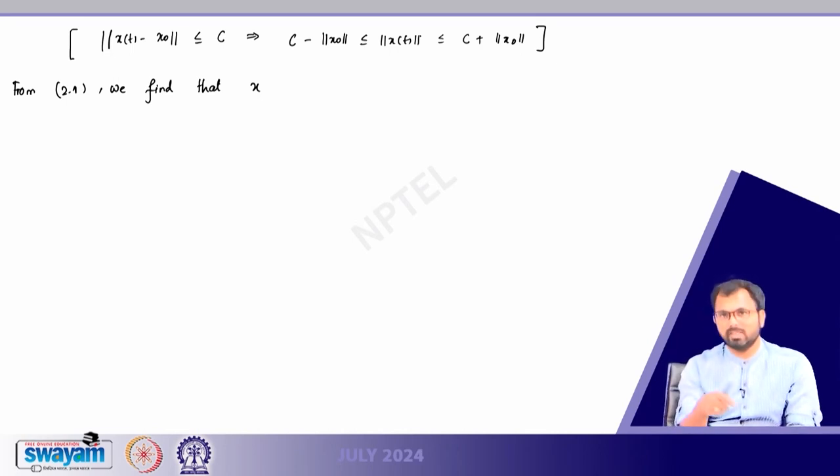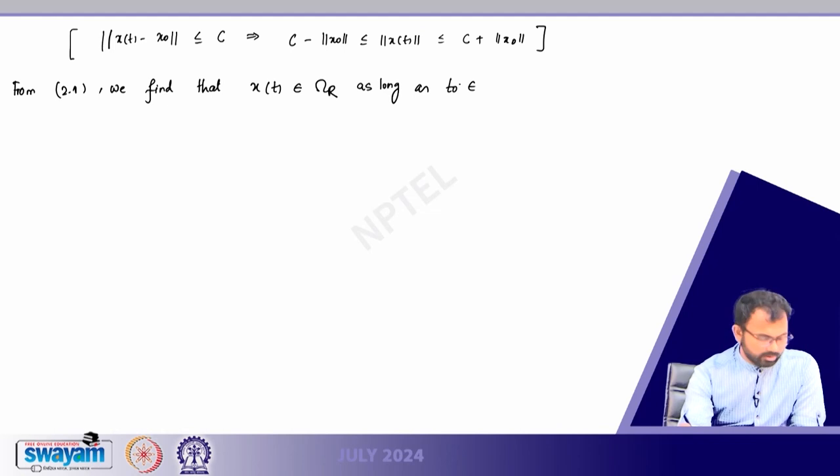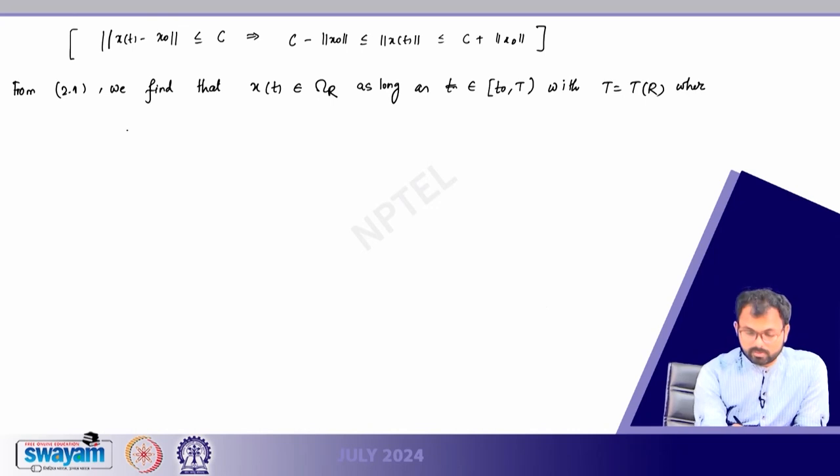Now, what is the radius of that ball? We can write it down. So, from here I can say that x t is always in that omega r. Right. Now, how do we define this r? As long as t is in t 0 to capital T, with t equal to t of r, where we have the integral from t 0 to t of norm of f of s comma x 0 times e to the power l t minus s ds.